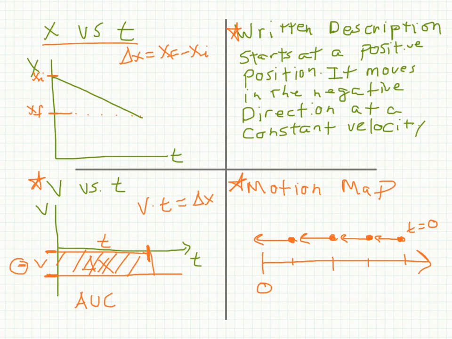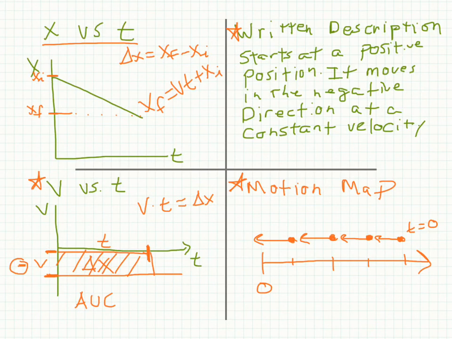In the future, perhaps you're given the motion map, and you need to write a description, make a position versus time graph, and make a velocity versus time graph. So given any one of these, you should be able to make the other 3. In addition to that, you should probably be able to also give the equation of motion or mathematically model what's happening, and that equation would look like something having the form of xf equals vt plus xi, since in this case for constant velocity these are all nice linear equations.